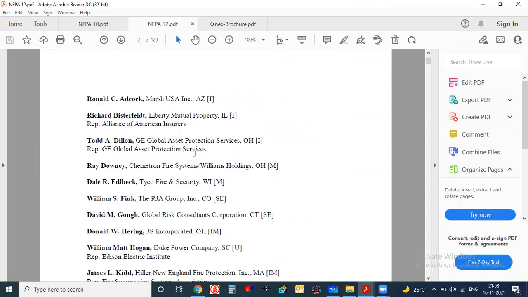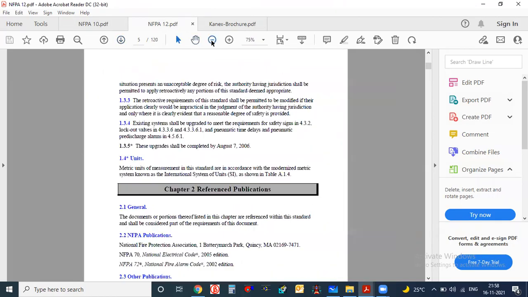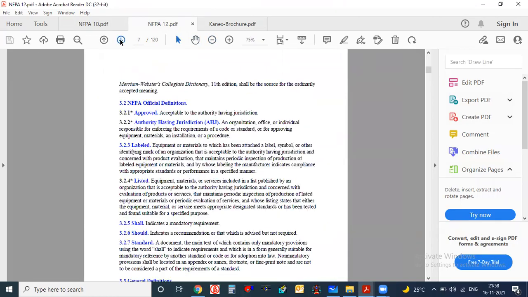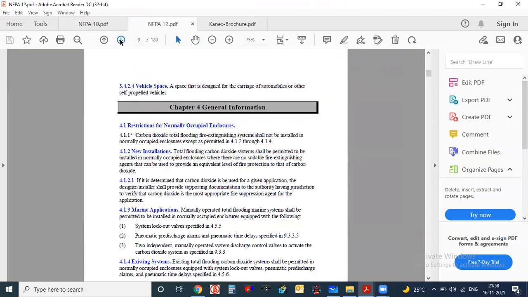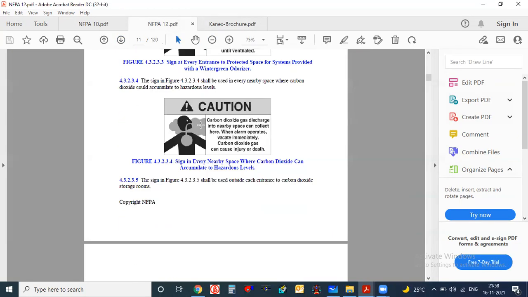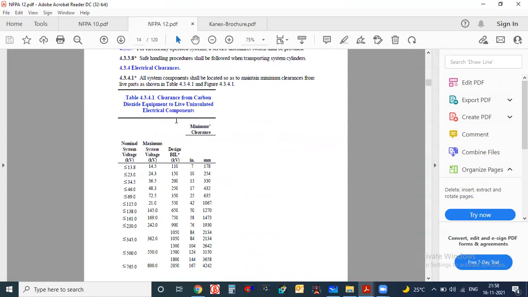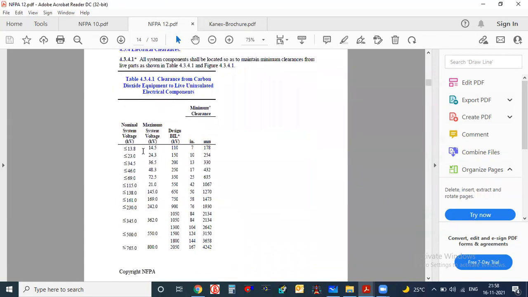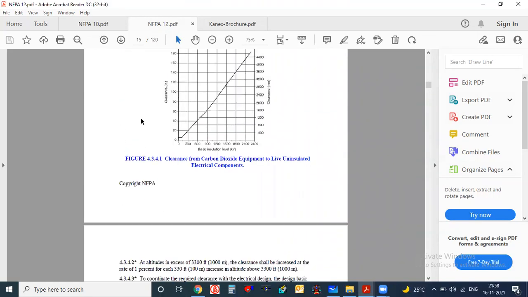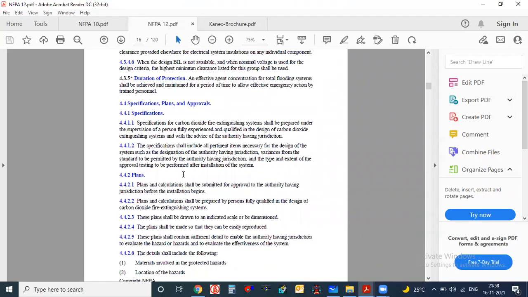In carbon dioxide extinguishing, let us see what they have given. First, they give only those things which are not required for us. General information. Okay, they are just giving some information about carbon dioxide gases, some procedures. These things are not required. Even these are not required. I think here they are talking in general about fire extinguishing, like everything.